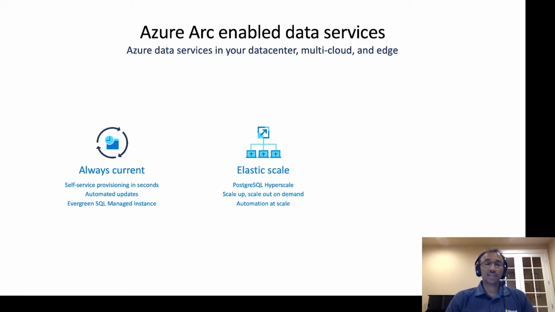And then elastic scale. Since we can leverage many of the Kubernetes capabilities, we can provide ways to scale up the resources for your instance. You can scale out your Postgres hyperscale instances. You can have HA enabled easily, right? And you can also do automation at scale. Say you want to deploy 100 managed instances. You can do that now.